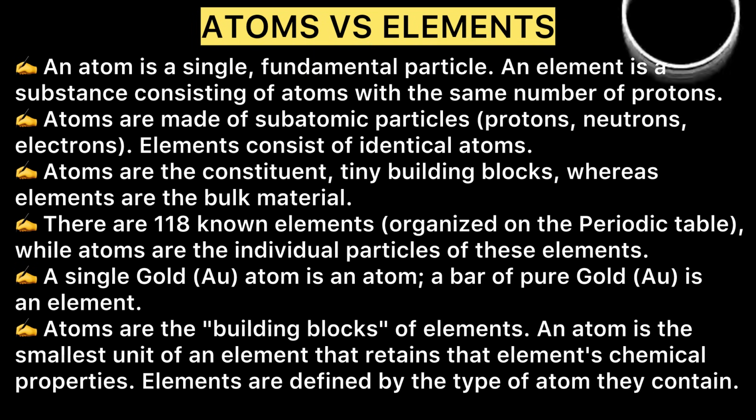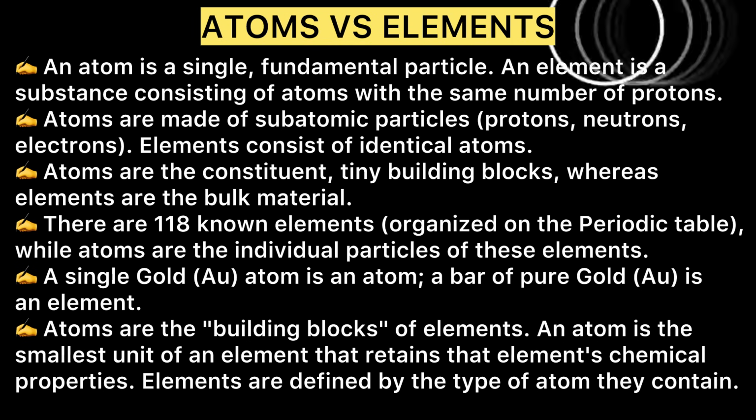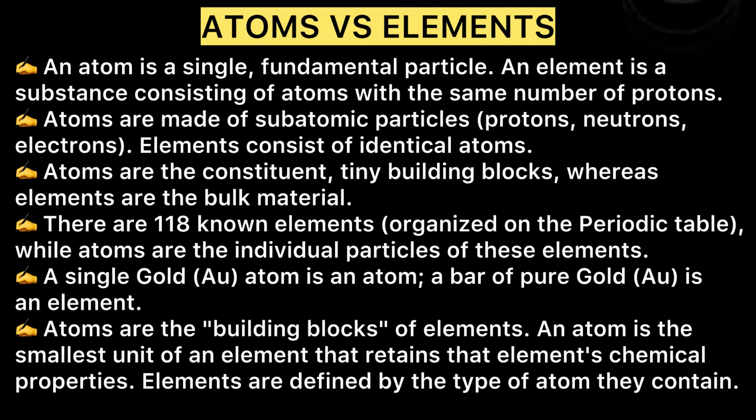Then atoms are the constituent tiny building blocks, whereas elements are the bulk material. See, atoms make up elements. Then there are 188 known elements, while atoms are the individual particles of these elements. So there are currently 188 known elements in the modern periodic table, and they are made up of individual atoms.